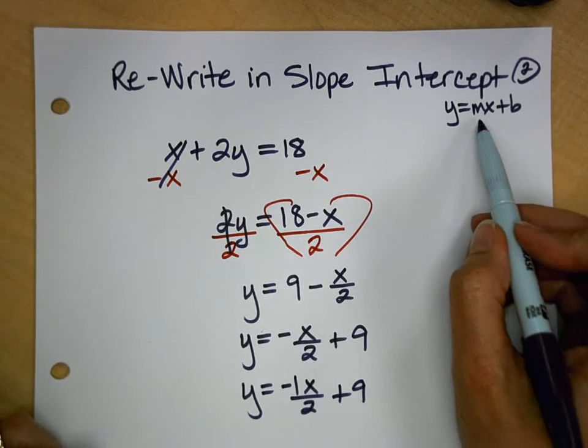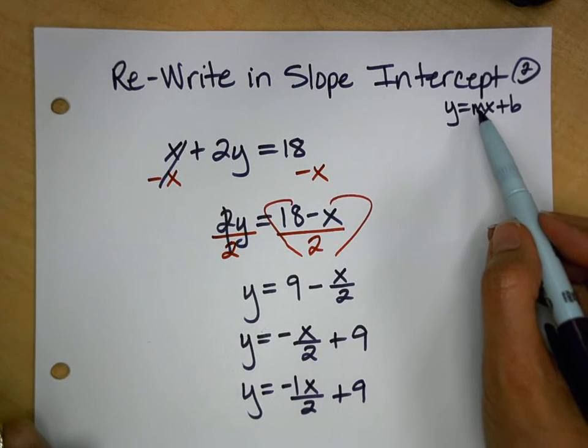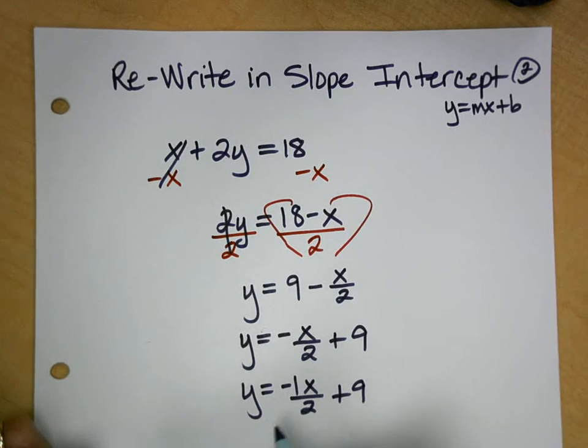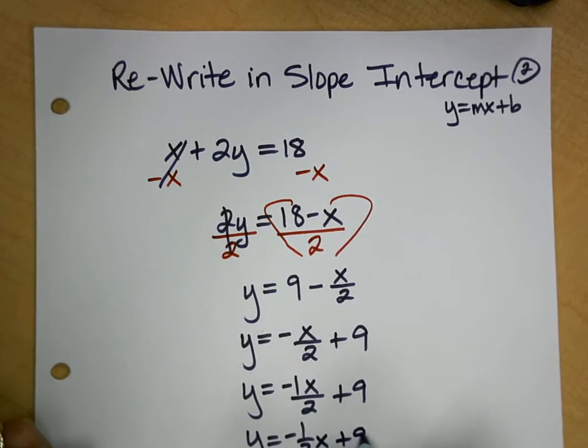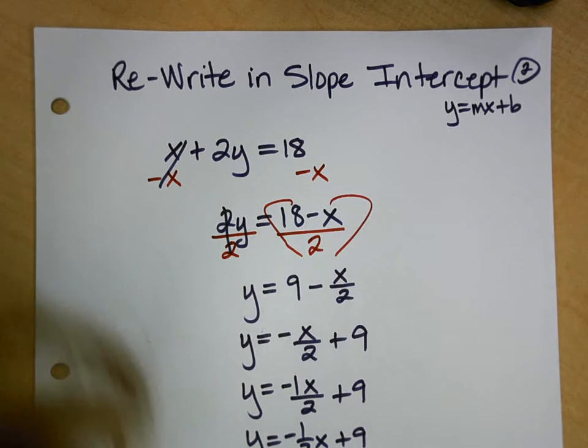And if we look up here at slope-intercept form, your slope is multiplied times your x, so I can write this as negative 1/2 x plus 9. Because this is multiplication. If I wanted to multiply and put it back in the numerator, I would put a 1 under my x, and I would end up with this right here. Y equals negative 1/2 x plus 9.